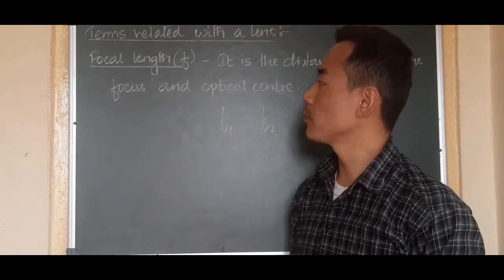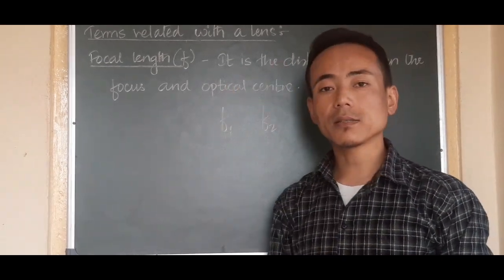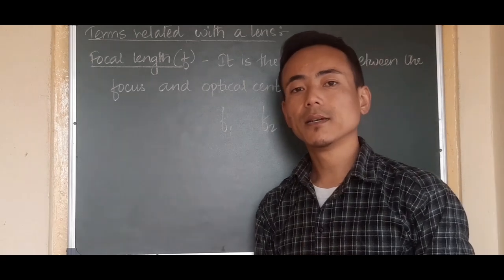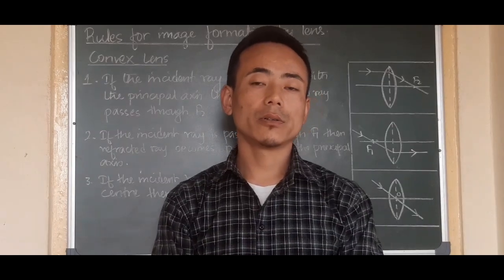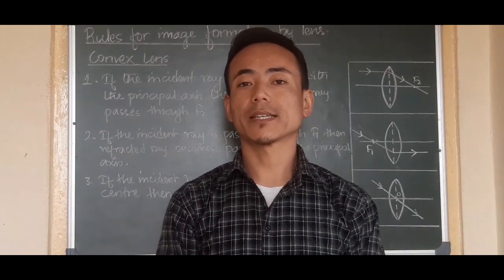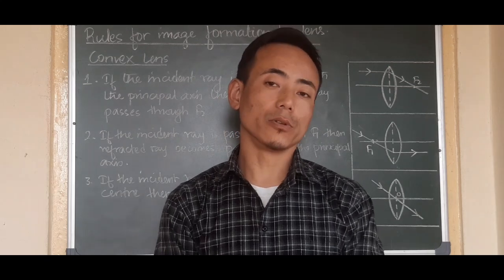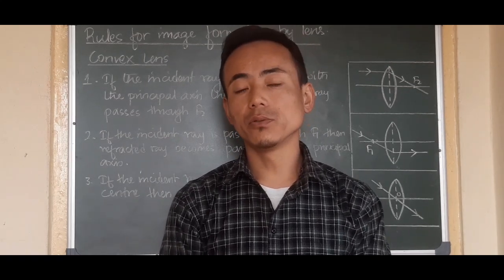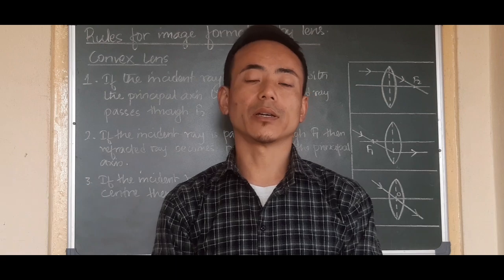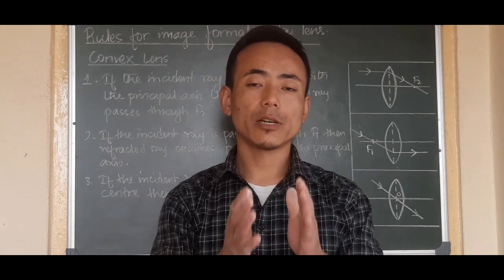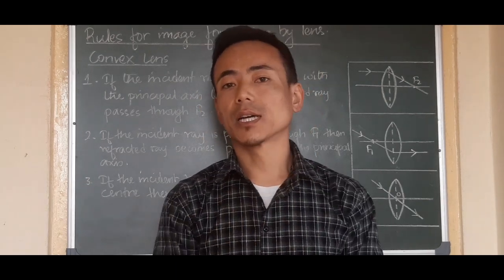So you just have to remember the definition: it is the distance between the optical center and the focus. Alright, now in order to do the image formation by a convex lens, first let's understand the rules. Using any two of the rules, we can form the image by a convex lens. We'll do it separately for a convex lens and then for a concave lens.